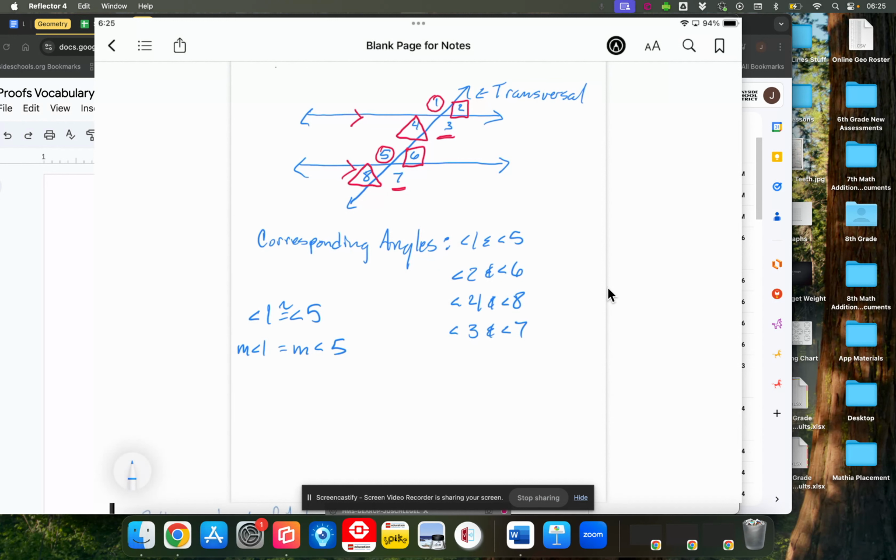I'm going to do one more of those and then move on. Let's do 4 and 8. We know that 4 and 8 are corresponding. We know that corresponding angles are congruent. So angle 4 is congruent to angle 8, which means that the measure of angle 4 is equal to the measure of angle 8. I'm going to pause here so you can take notes on transversal and corresponding angles. Again, corresponding angles are angles that are the same angle in a different location. And with parallel lines, they are always congruent.